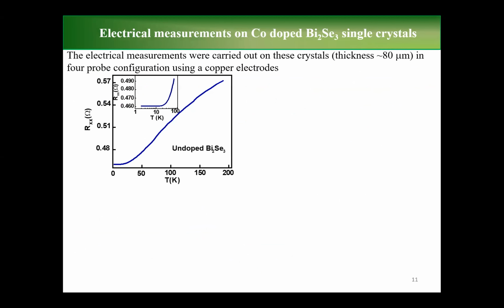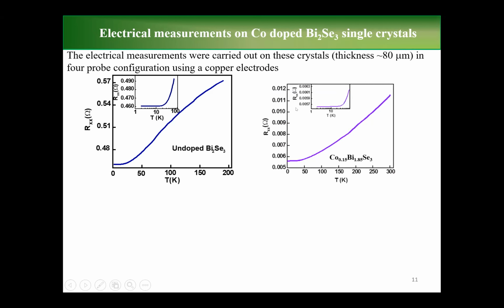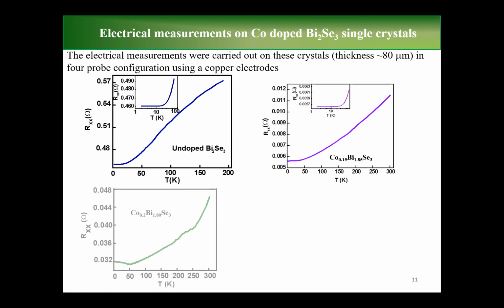We performed electrical measurements on these crystals, and we know that for undoped bismuth selenide, that is pure bismuth selenide, we observe a metallic behavior, right? And a similar behavior was observed for cobalt 0.5 as well. But when we did the RT measurement on cobalt 0.2, we observed an increase in resistance with decreasing temperature in the lower temperature regime, that is between 0 to around 40 Kelvin.